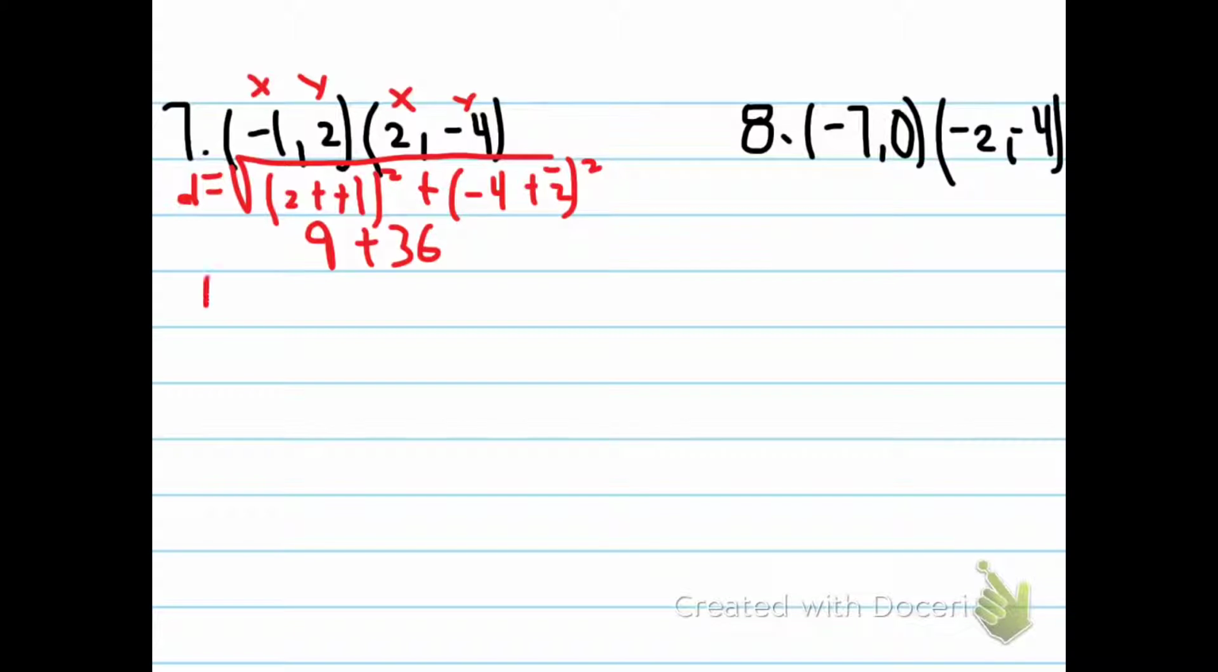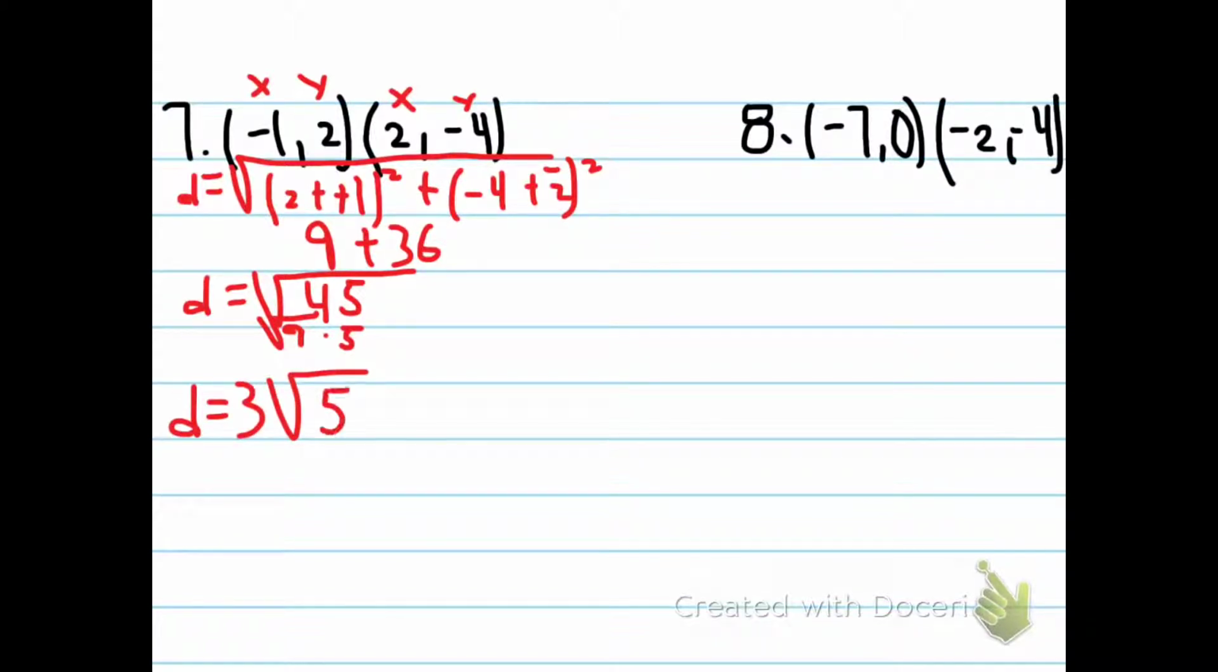So then d equals the square root of 45. We can simplify this. 9 is the biggest factor, so 9 and 5. So the square root of 9 is 3. And then 5 is left over. So your answer is d equals 3 root 5. So now we just have to plug in the numbers.